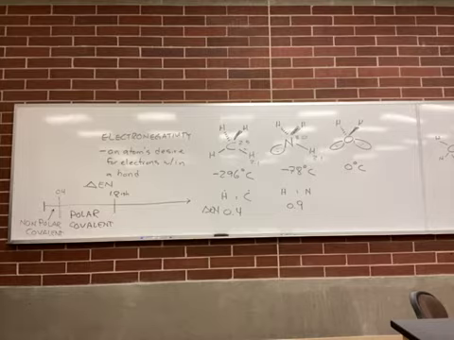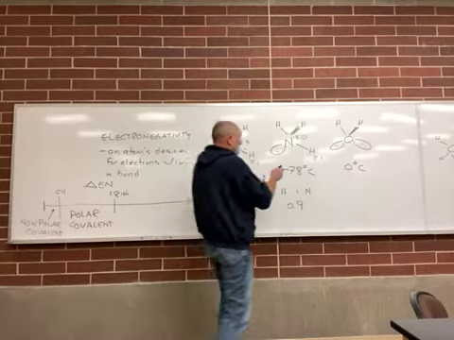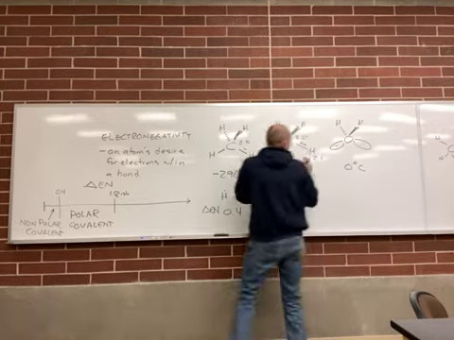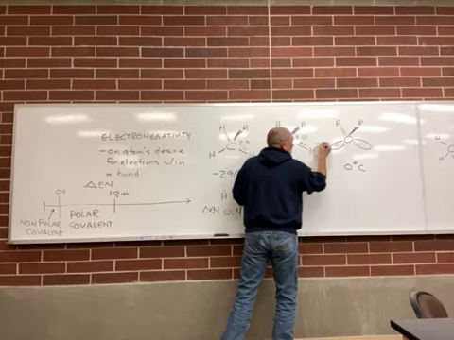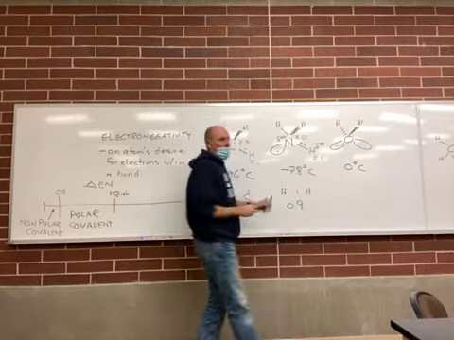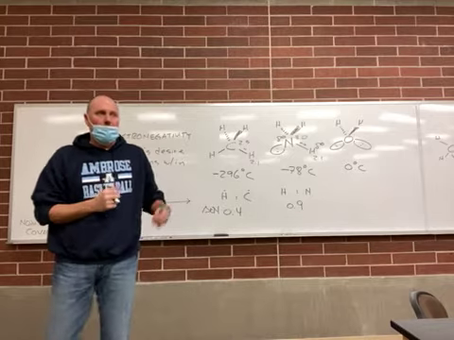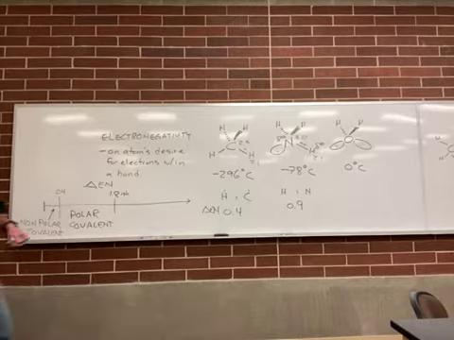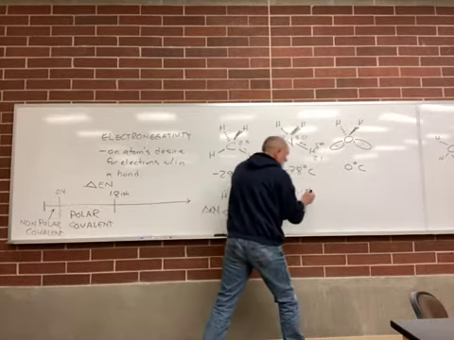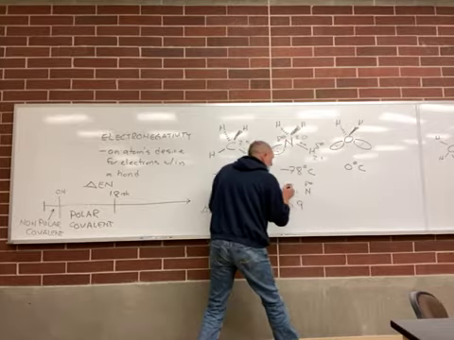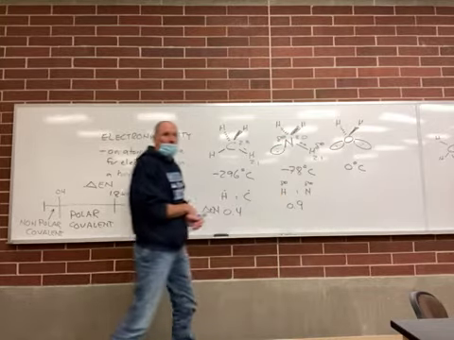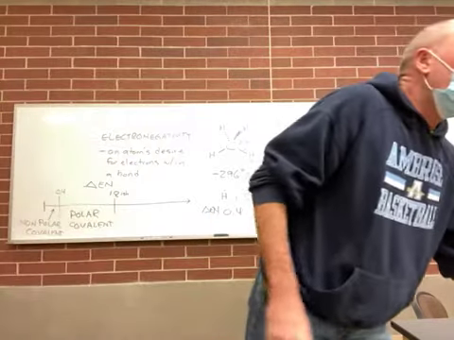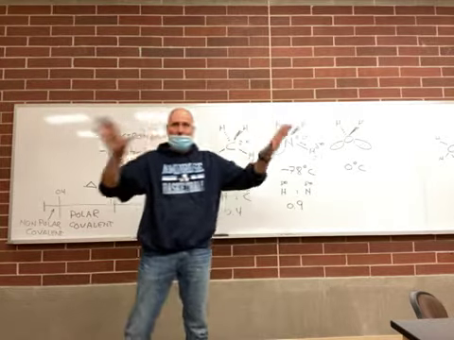Polar covalent. Meaning this bond right here is heading in this direction. When it heads in that direction, it causes a partial positive and a partial negative. It makes a polar bond. Polar covalent. Meaning the electrons are moving towards the nitrogen, causing this to be partially negative and this partially positive. Tracking?